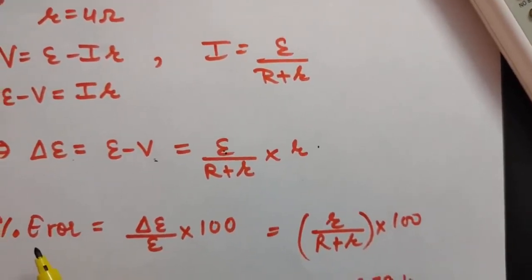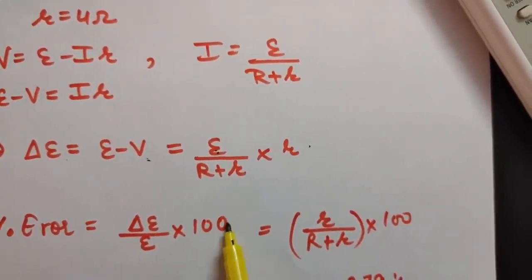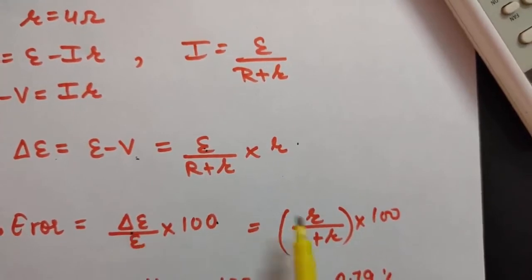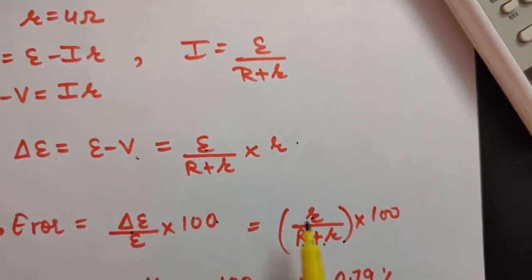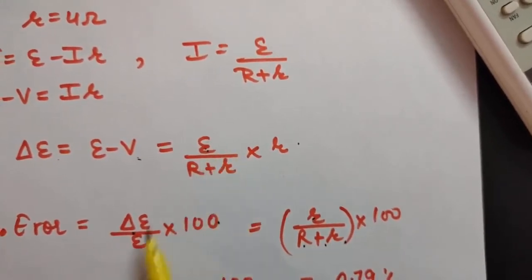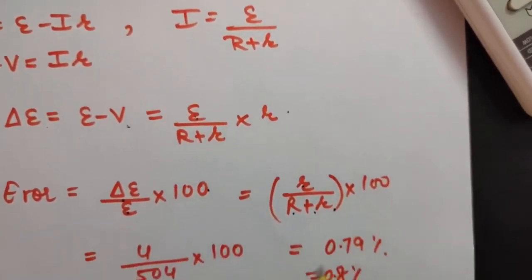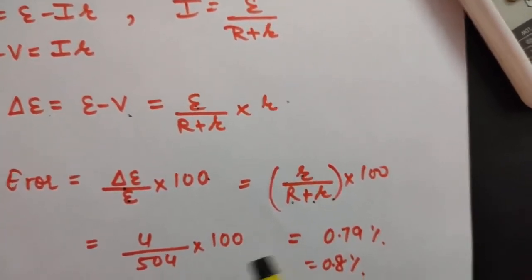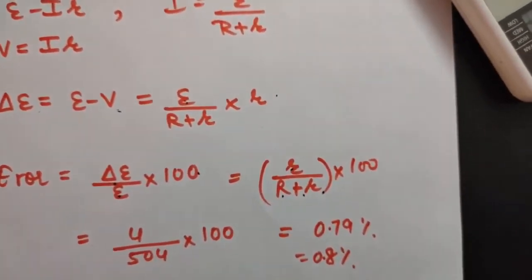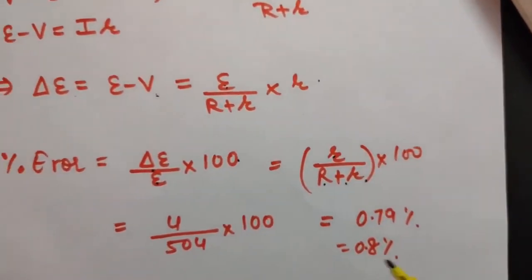Now percentage error will be del E upon E into 100. Del E is nothing but R upon capital R plus small r, and E will cancel out. Obviously this E and this E will cancel out, into 100. So now you know the value of small r and capital R, so just put the values. You will get the answer to be 0.8%. So this is the percentage error in the reading.